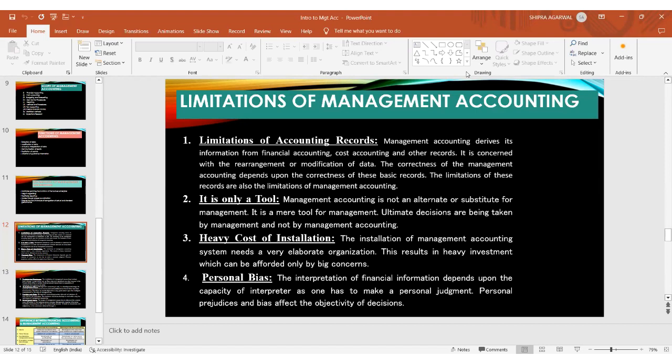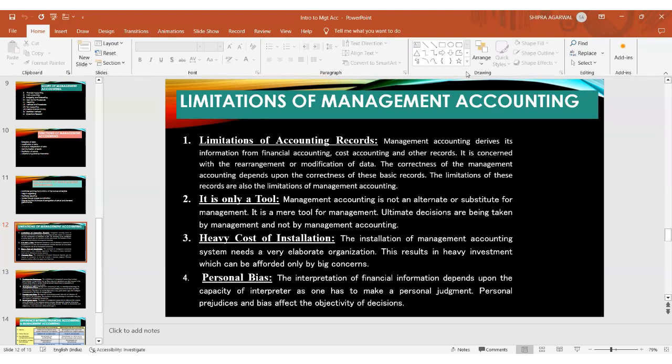Next is personal bias. See, whatever information is provided by financial accounting, right, that can be interpreted differently by different people. If I have a particular inclination, I'll show it that way. You have a particular inclination, you will present it that way. Say, for example, if I say that this is the first year of the business and we have earned 10 lakh profit, I might say for being the first year, 10 lakh is a good amount. You might say 10 lakh is nothing. What are you expecting out of this 10 lakh? Right? So that personal judgment, personal biasness can be there.